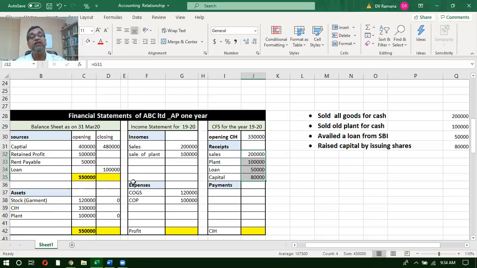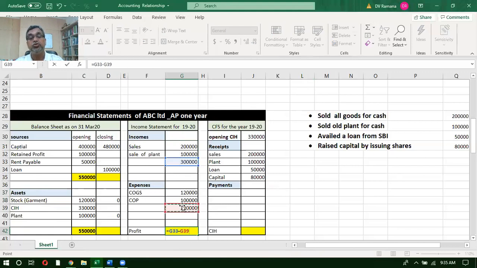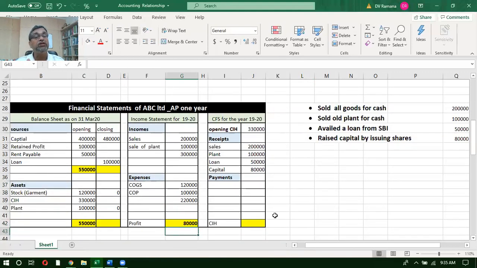Once again, though all transactions are not given, we can still prepare the income statement, we can close the balance sheet, we can find cash in hand, we can find profit, okay? So in this case, profit is 300,000 minus 220. We are ignoring all other transactions. Just for the sake of completion of this example, the entire profit is transferred to the retained profit.